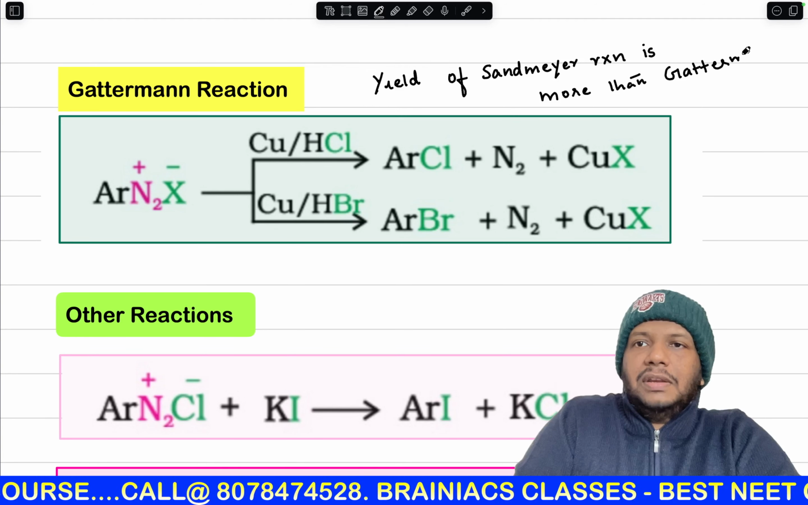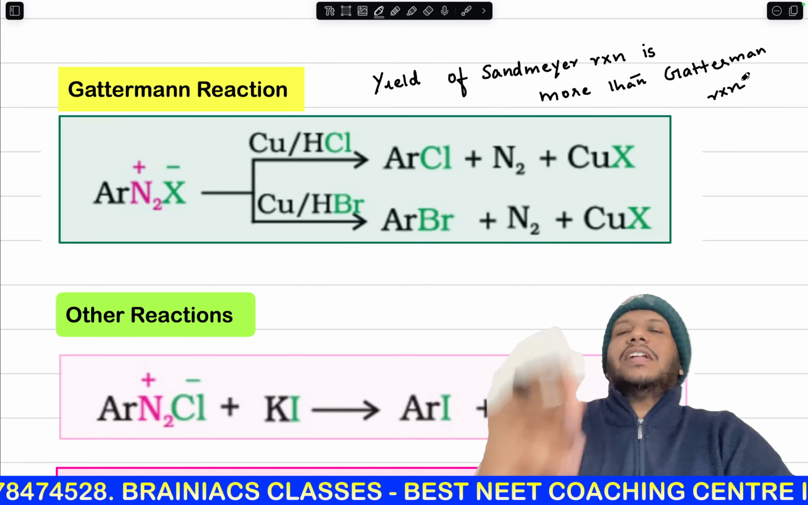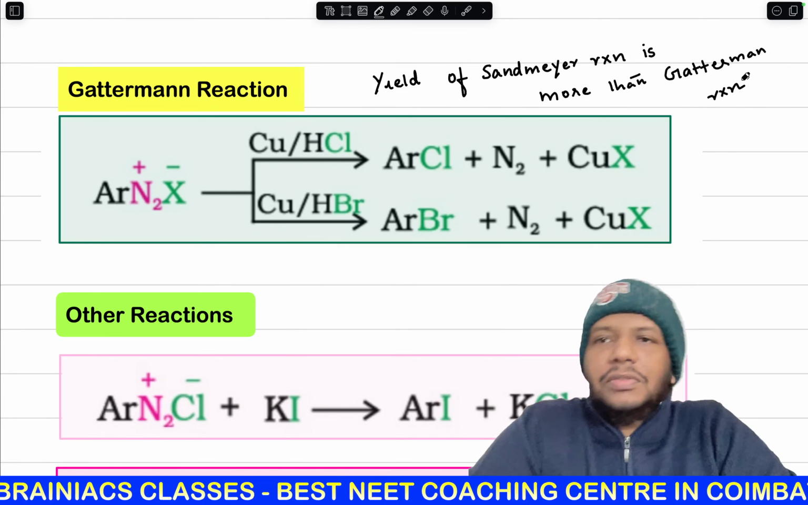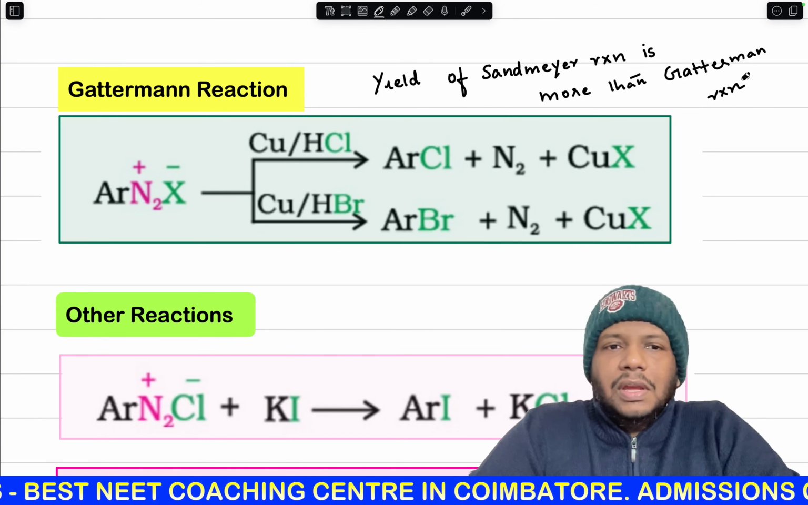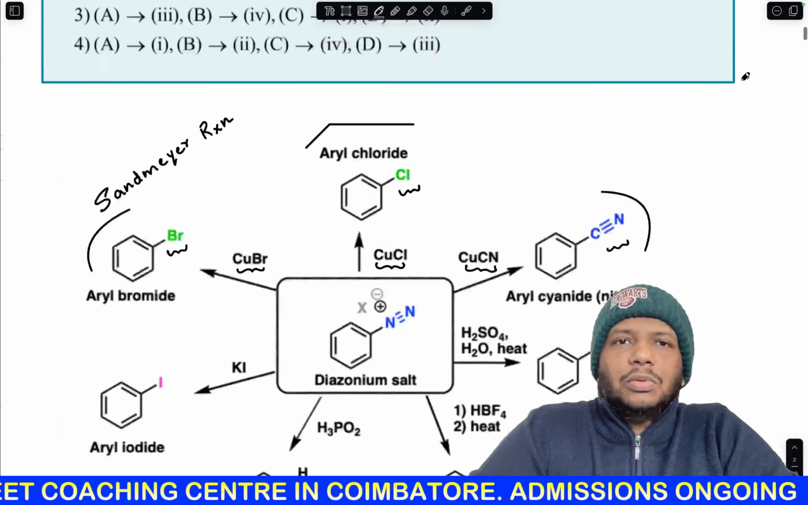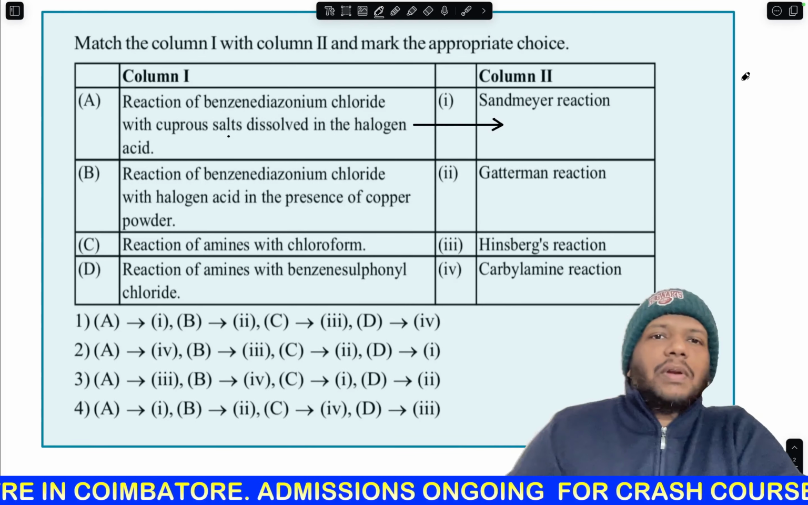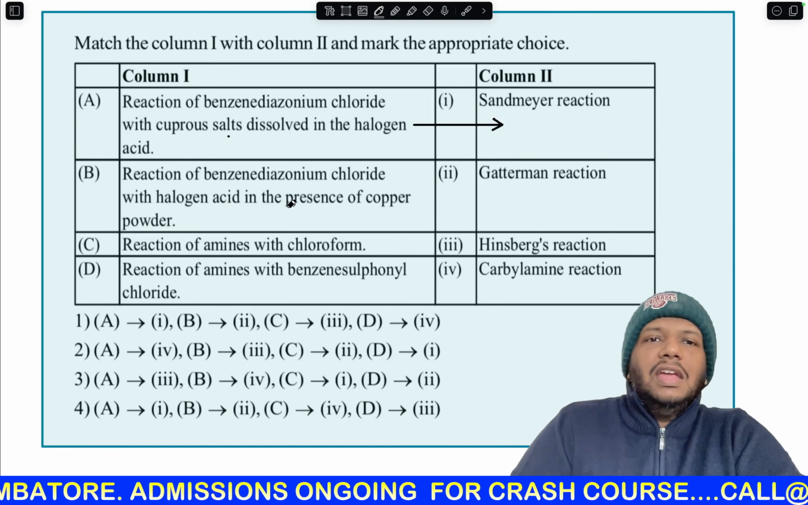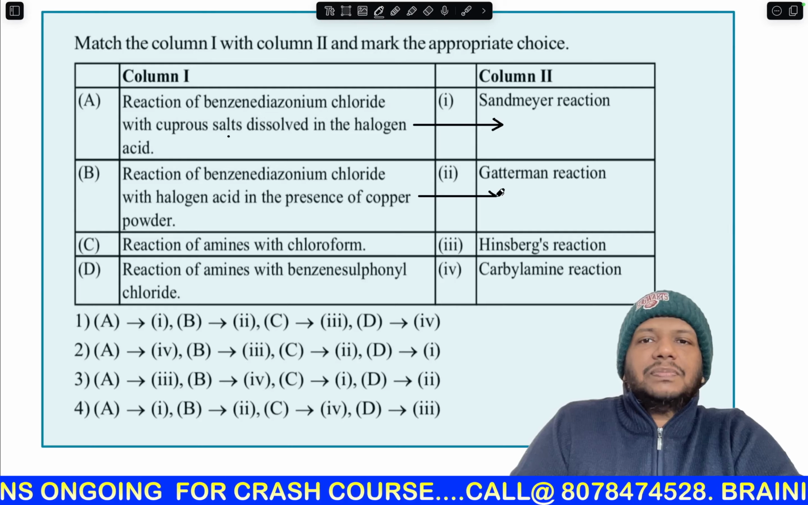Okay, Gattermann reaction. So which one would be preferred generally in order to produce more amount of chlorobenzene or bromobenzene? Sandmeyer reaction would be preferred. Okay, now let's also see, so we'll do the match the following here. Now reaction of benzene diazonium chloride with the halogen acid HCl in the presence of copper powder. So that is nothing but our Gattermann reaction.